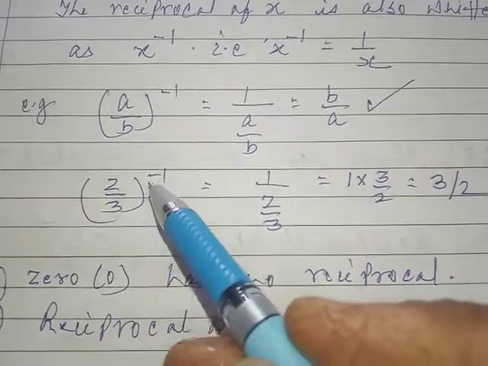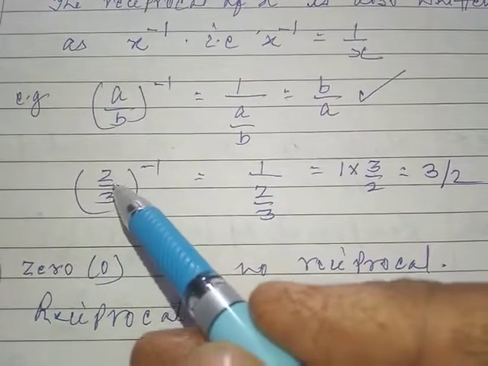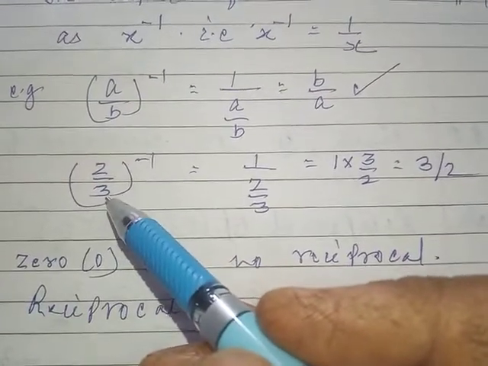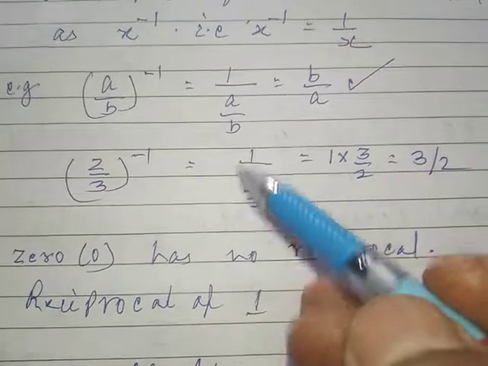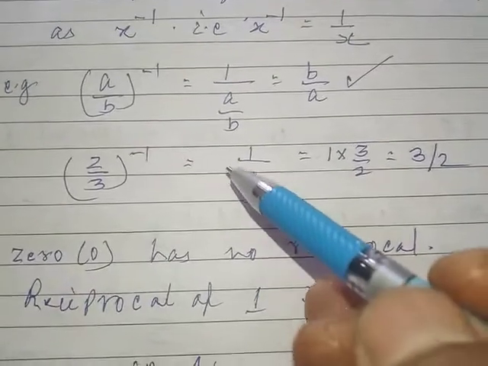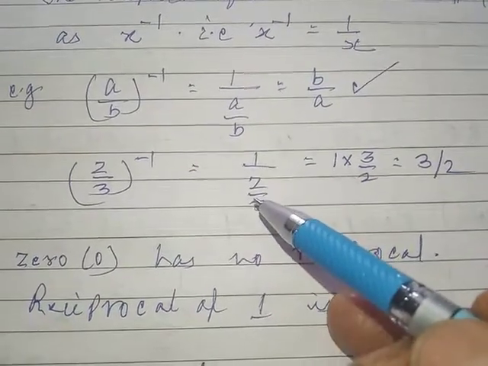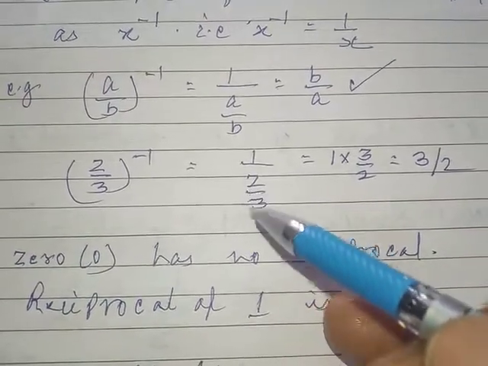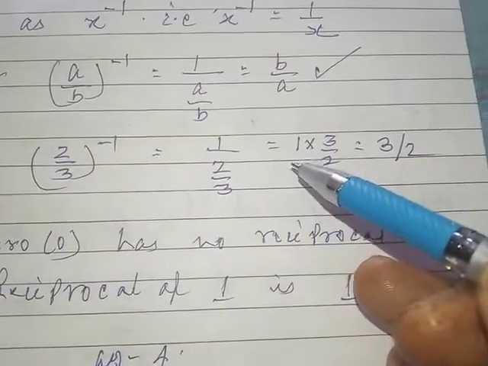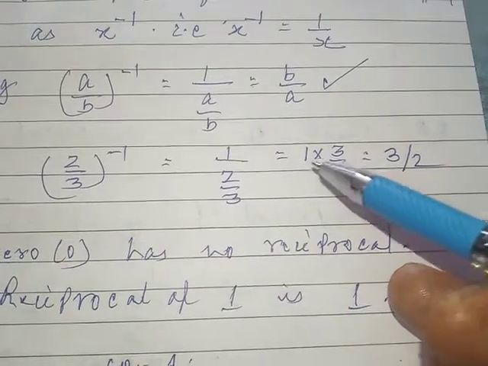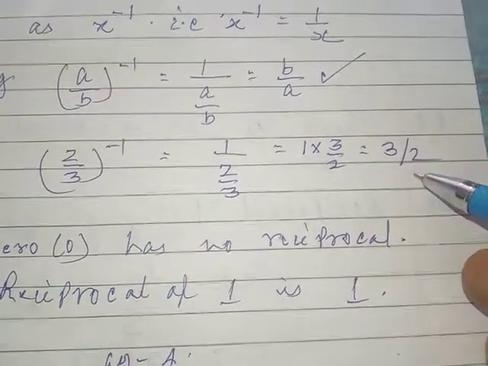Similarly, let us have a numerical example. 2 by 3 to the power minus 1, that is the reciprocal of 2 by 3. Numerically, it will have 1 upon 2 by 3. And this will give you 1 upon 3 by 2, that is 1 into 3 by 2, which is equal to 3 by 2.